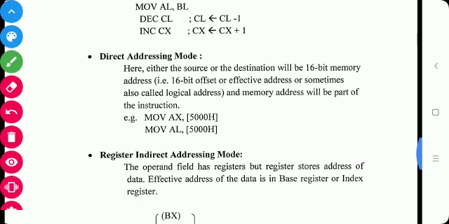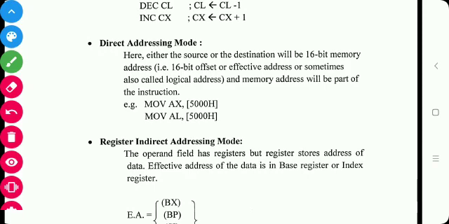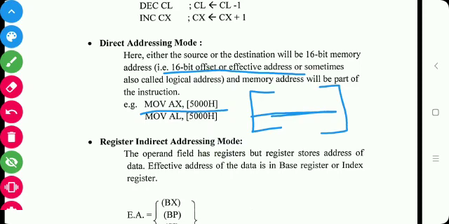Next is direct addressing mode. In this, the 16-bit effective address is given in the instruction. For example, MOV AX, [5000H]. See here, the address is specified in the square brackets. It is in square brackets, which means it is the address of a memory location. So in direct addressing mode, the 16-bit effective address of the memory location is specified in the instruction. So that is the direct addressing mode.